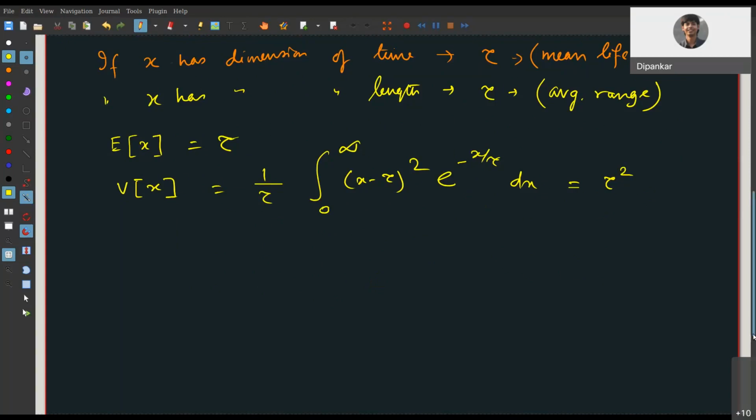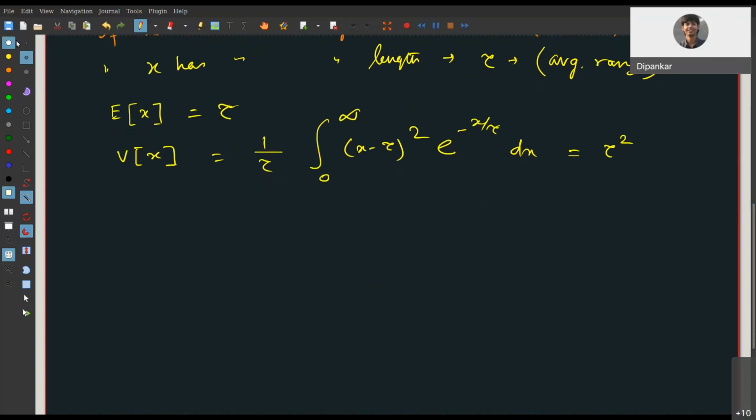And there is another which, in particle physics, we call the Breit-Wigner distribution, but maybe traditionally it is called the Lorentzian distribution.